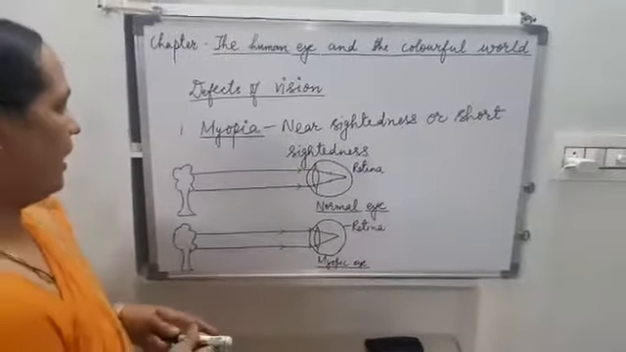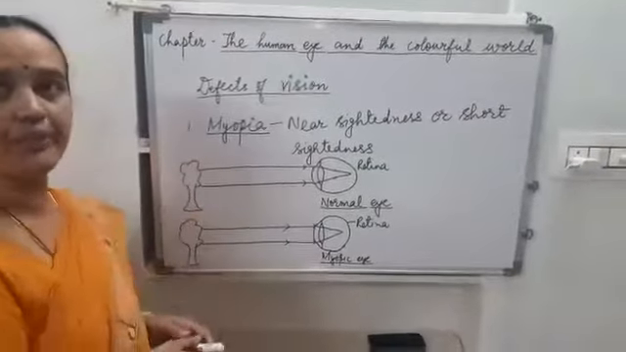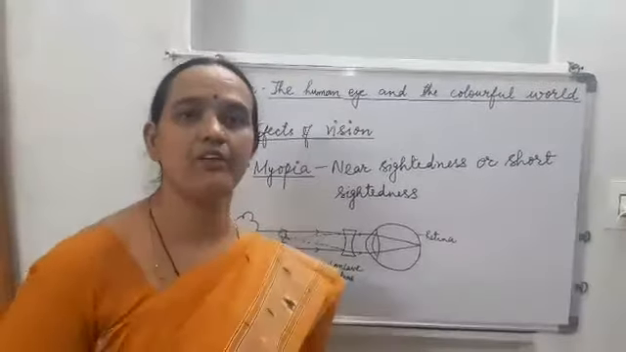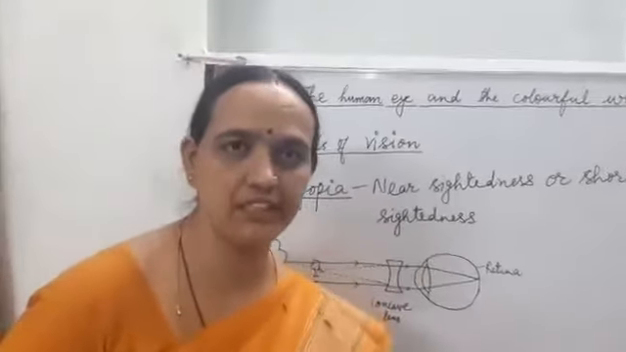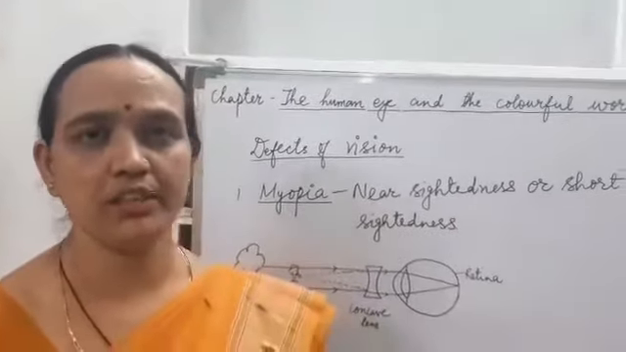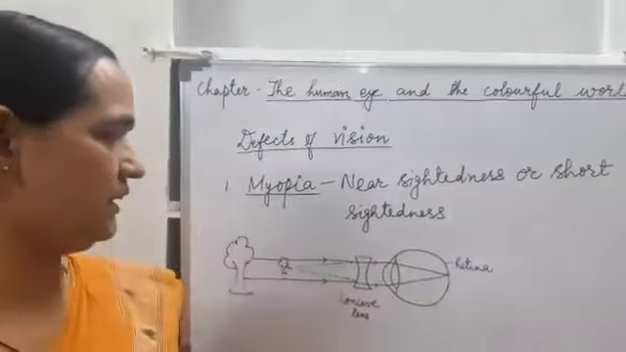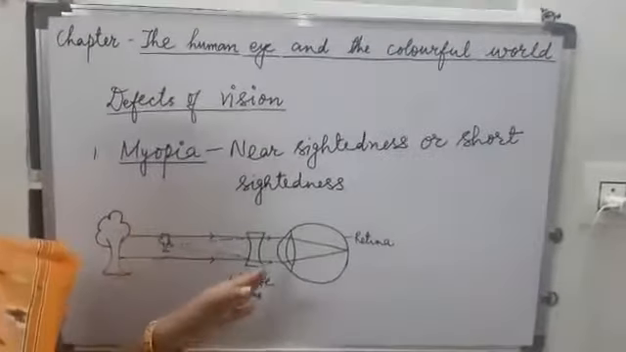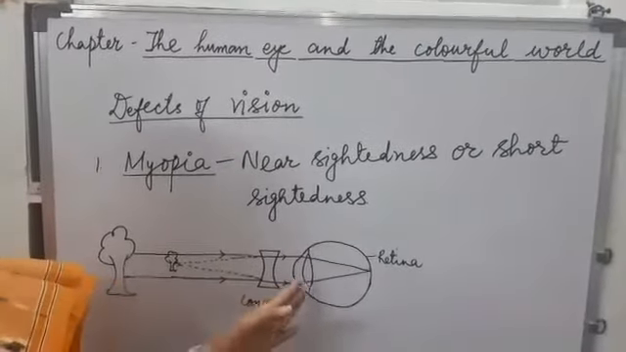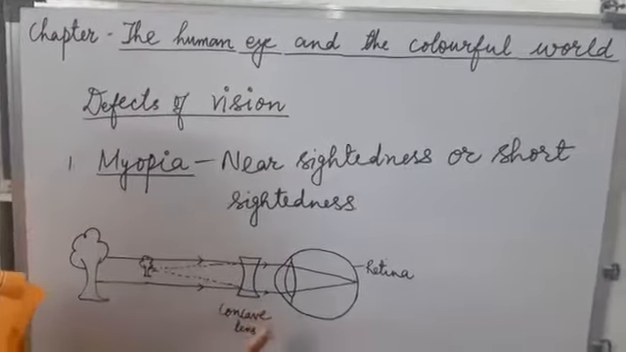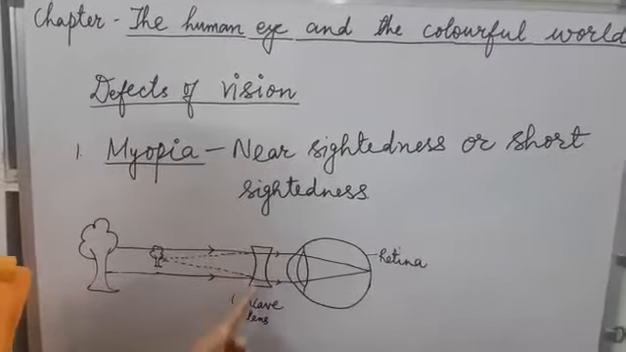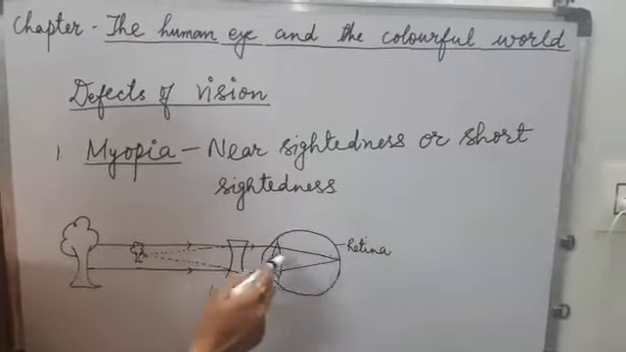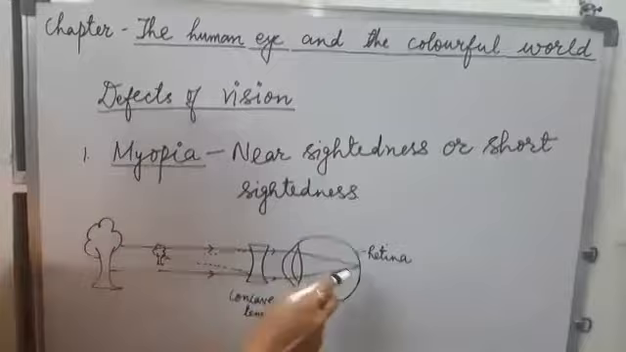So how can this defect be corrected? Let us see. So children, how can this myopia or nearsightedness be corrected? It can be corrected by using a diverging lens. Since this myopia occurs due to the increased converging power of the lens, we have to decrease this converging power by using a diverging lens, because we want these converged rays to travel farther to reach the retina here.